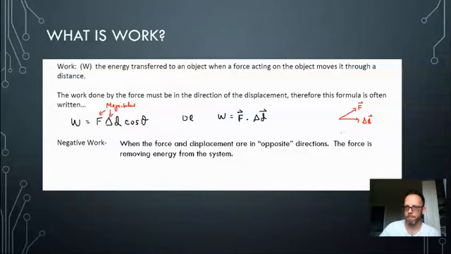But if instead we had an object that was moving this way and with the same direction of force being applied, then I think we all could have visualized that the force would be slowing it down and removing energy from that system. And so we would get negative work done. So negative work happens when force and displacement are in opposite directions. So in these cases, the force is removing energy from the system.